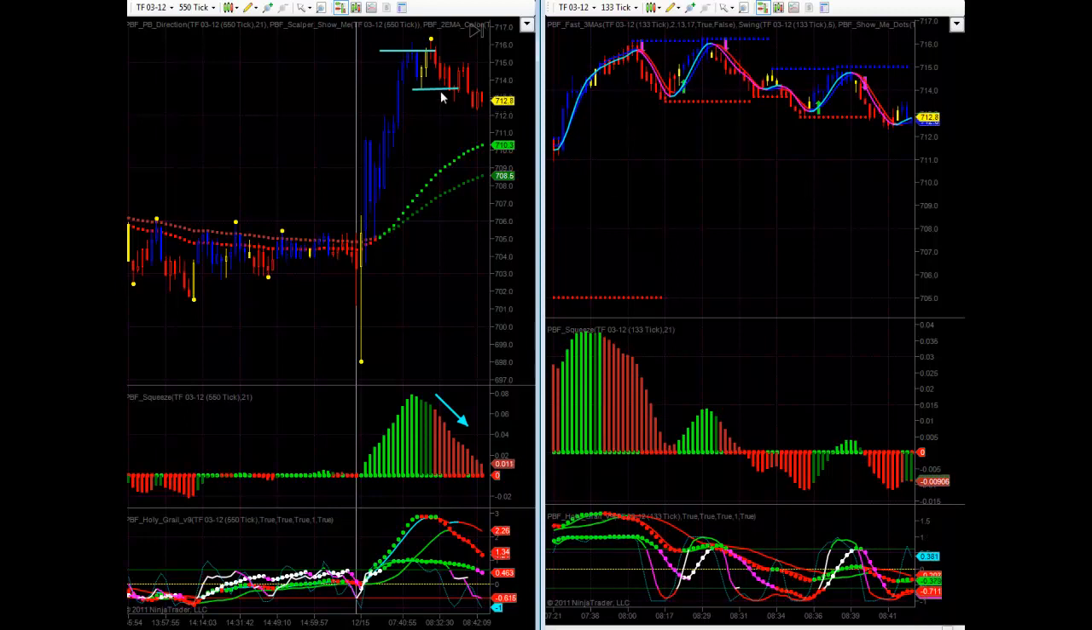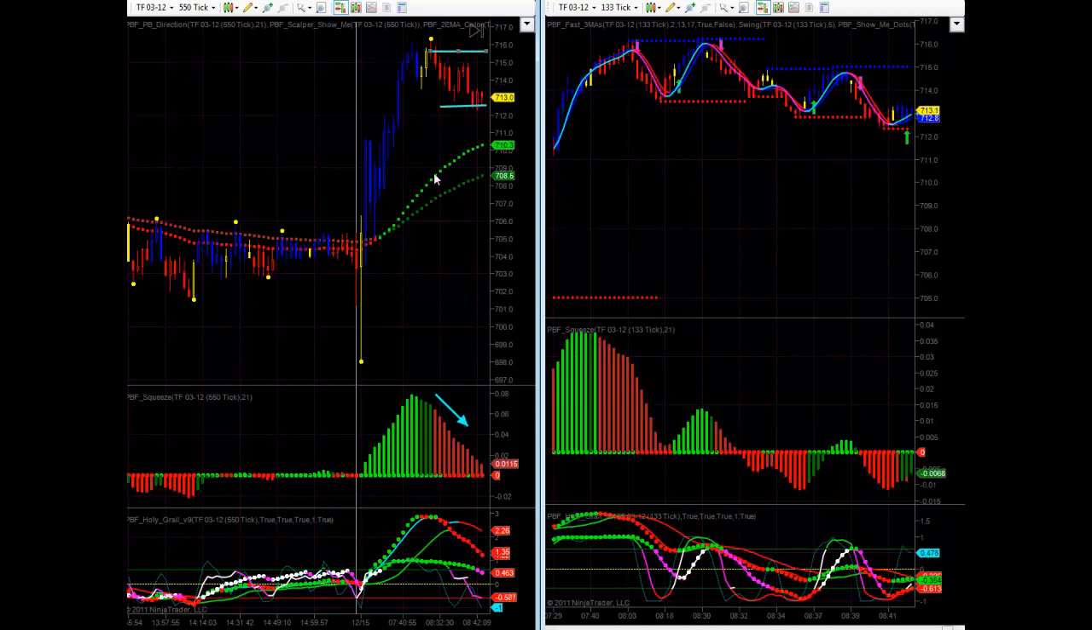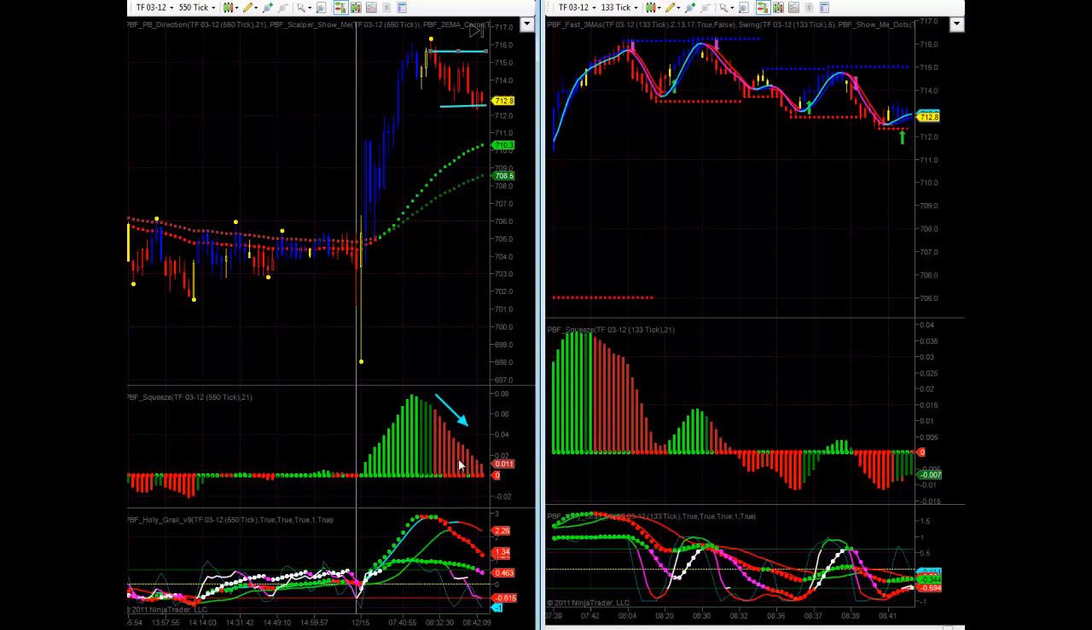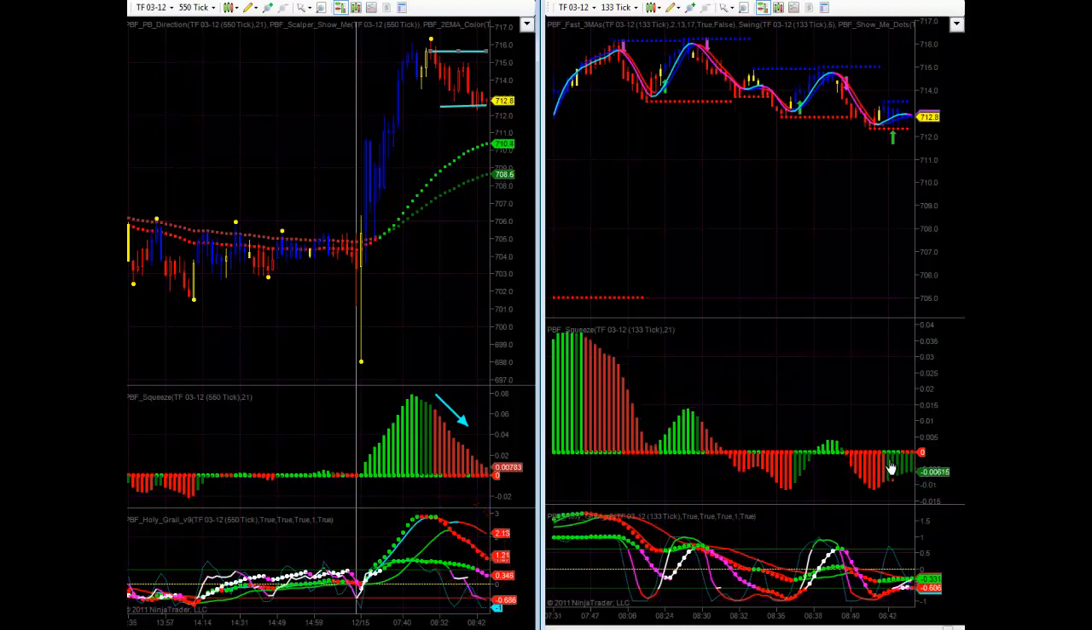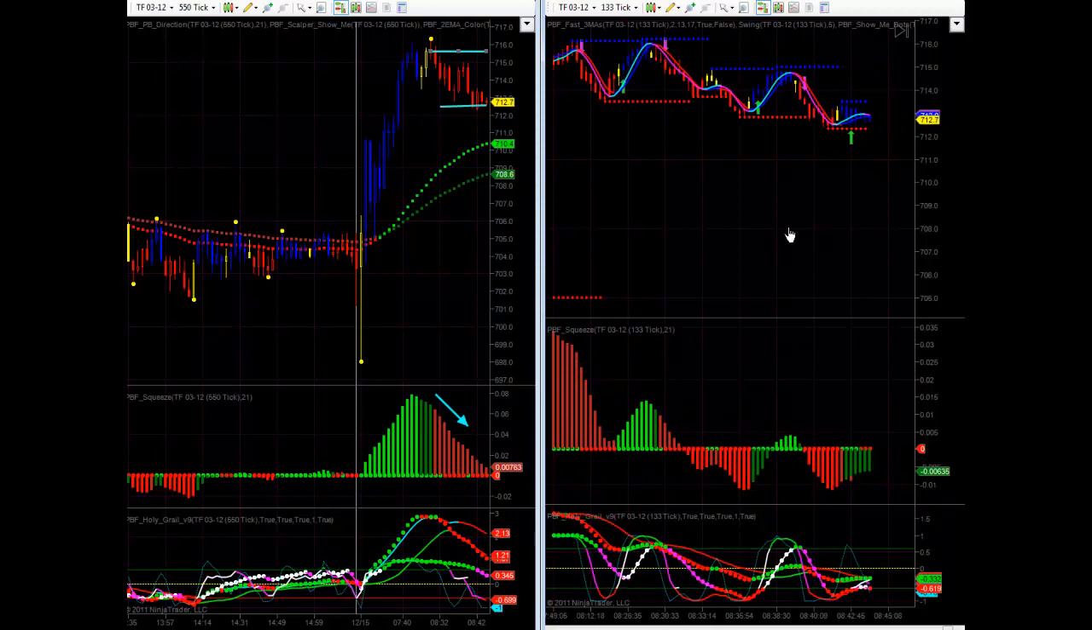But let's give ourselves a chance here to see if we finally get a big breakdown. Now all of a sudden the risk reward has gotten a little bit smaller because prices are closer to the moving average. But I get a really strong sell signal on the 550T, and the Holy Grail on the 550 is also saying we're still heading back down. We've got prices underneath the squeeze bias line on the 133.